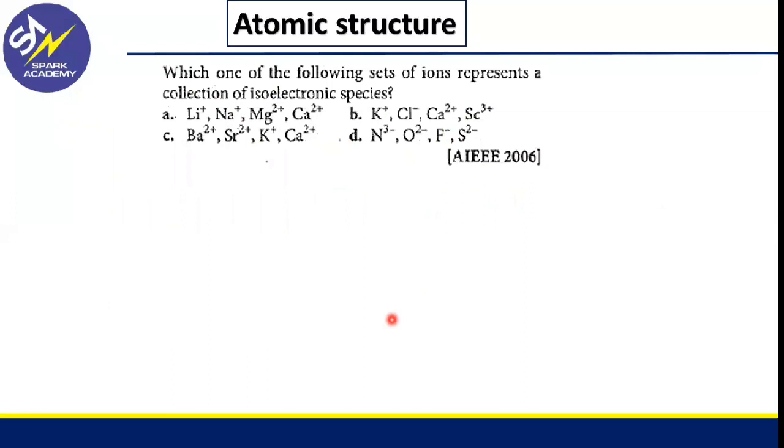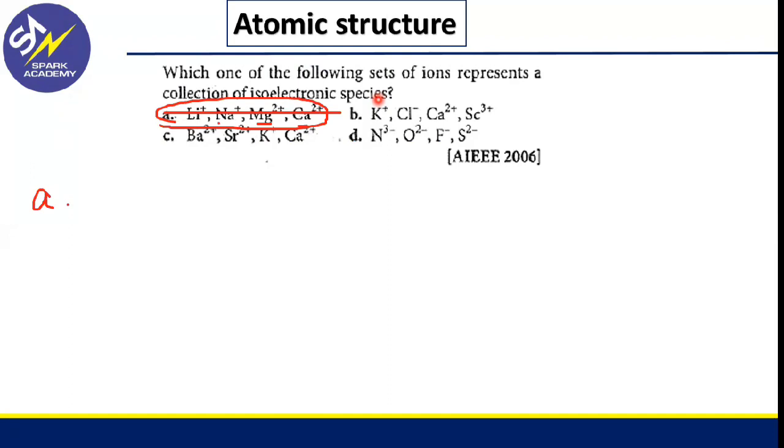Okay, so let's look at a question. Which of the following sets of ions represents a collection of isoelectronic species? What are isoelectronic species? Whichever have the same number of electrons. Now let's look at option A. It is lithium, sodium, magnesium and calcium. Lithium is at the top and sodium is in the next period, isn't it? So there is no way A can be the answer. They have to be in one single period or at least very close together. Only then is it possible.